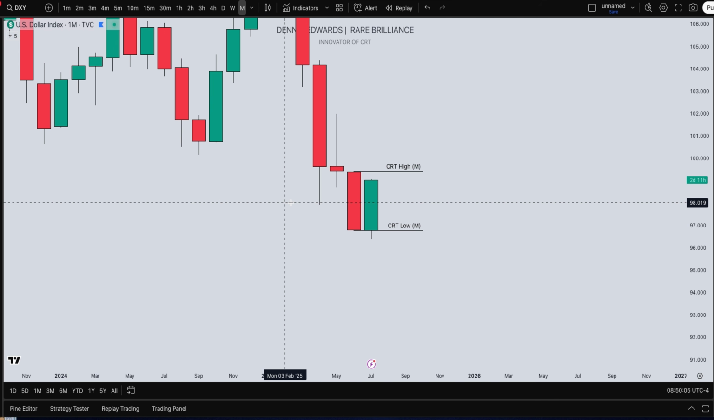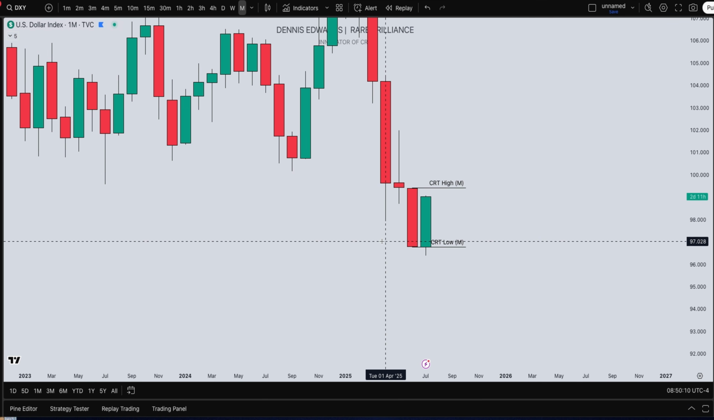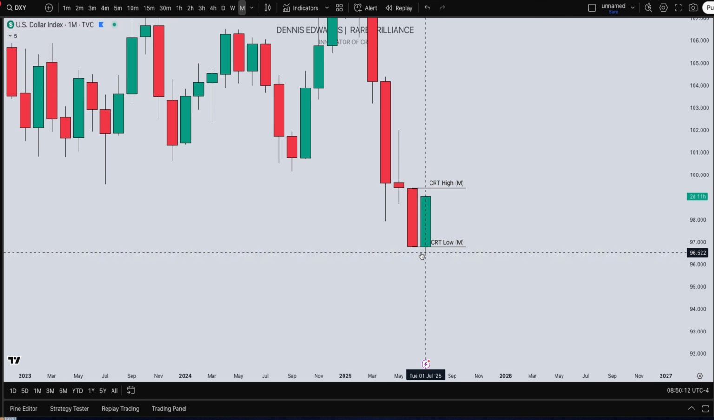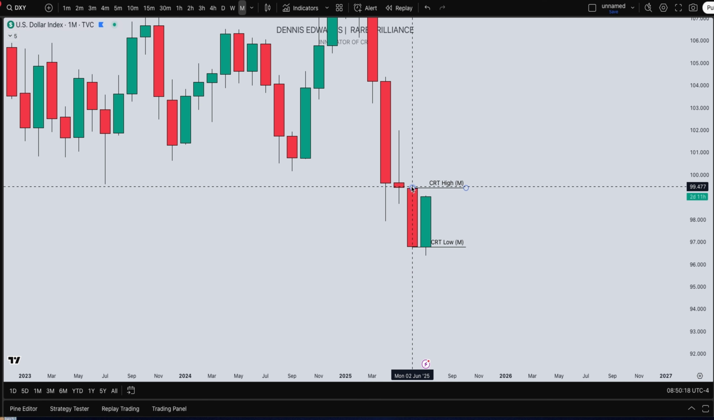And so what you're just doing is capturing the volume of the overall direction. So you see price was here, it swept, and now it's been slowly rising higher and higher, and it could potentially be targeting this high on this monthly time frame.